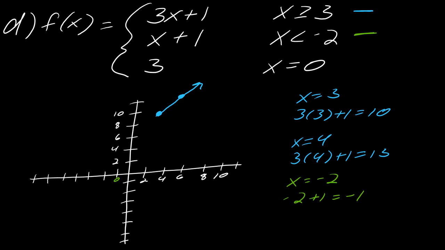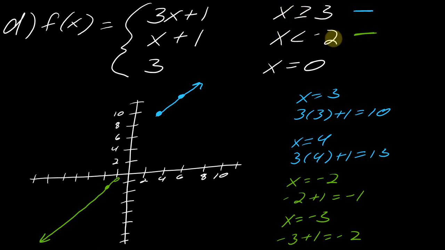And then again, you can use either the slope, or you can choose a point that's less than -2. If I chose, say, x equals -3, I have -3 plus 1, which equals -2. I could just do this and do this. So I have something that looks like this. So I have a line. Okay, so here are those two pieces.